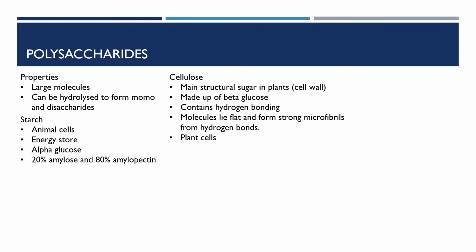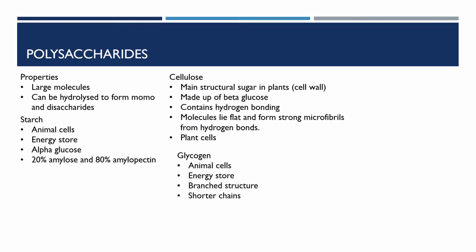Starch. Starch is found in plant cells, is used as an energy source, and contains alpha glucose. It's made up of 20% amylose, which has carbon 1 to 4 bonds, and 80% amylopectin, which is made up of 1 to 6 carbon bonds.